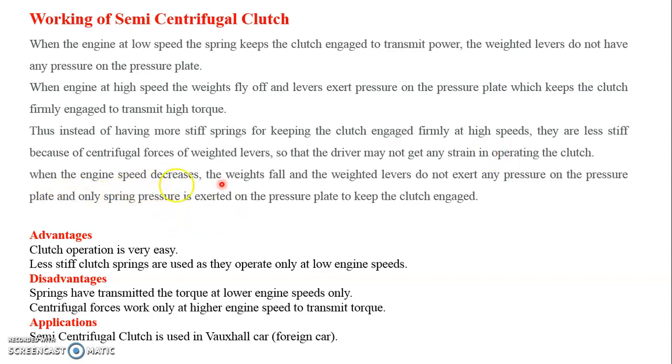When engine speed decreases, the weight falls and the weighted levers don't exert any pressure on the pressure plate, and only spring pressure is exerted on the pressure plate to keep the clutch engaged. Advantage: clutch operation is very easy, less stiff clutch springs are used and they operate only at low engine speeds. Disadvantage: springs transmit the torque at lower engine speeds only. Centrifugal force works only at higher speeds to transmit the torque.